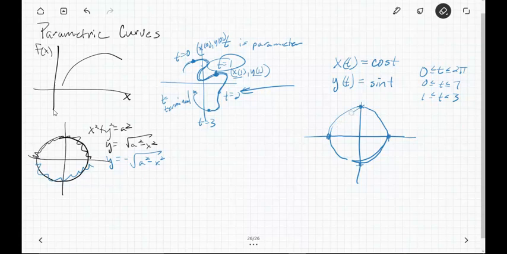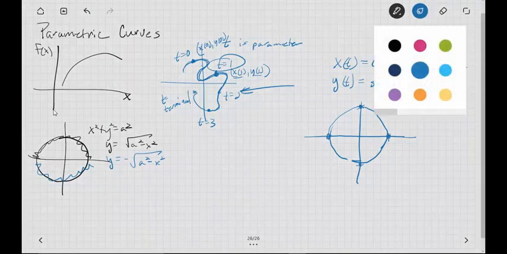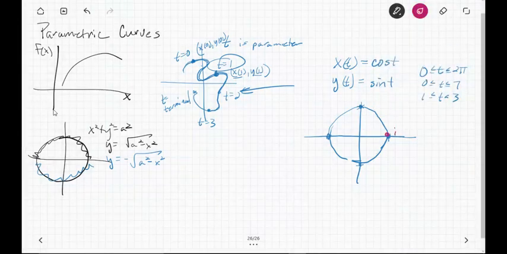Now, one thing that's really important about parameterization is where we start. So let's change colors. This is my initial point, and then the direction that we go. We carve this guy out this way, like that.